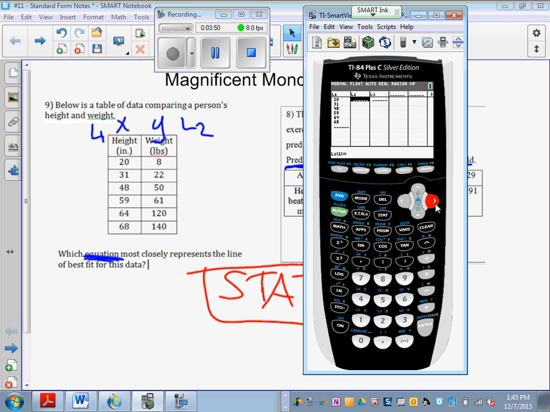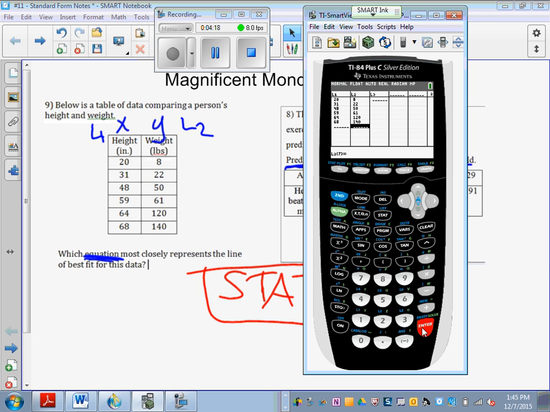And then same thing for list 2, our weight. 8, 7, 22, 50, 61, 120, and 140. Again, our list should be the same length, and let's double check our numbers. Looks good. Okay, so all we've done is taken those values and put them into the calculator, so the calculator knows what information to use.